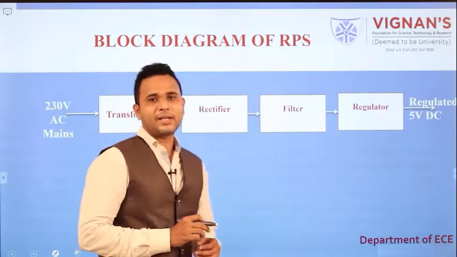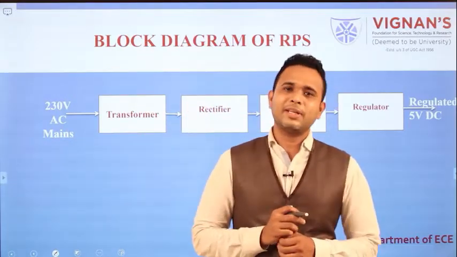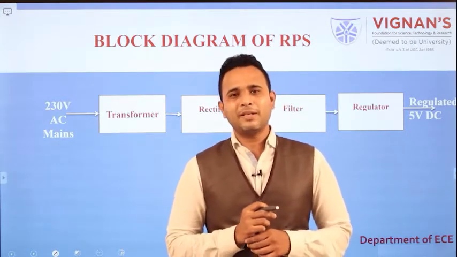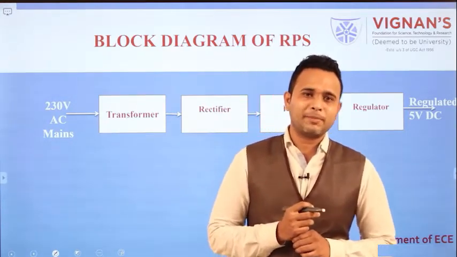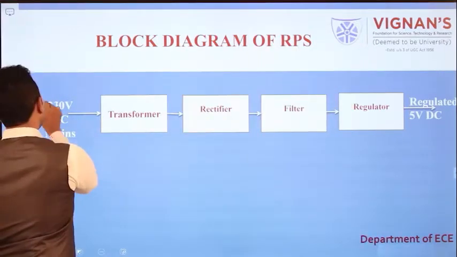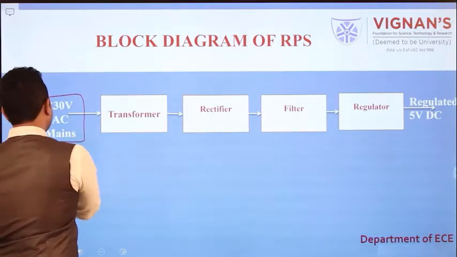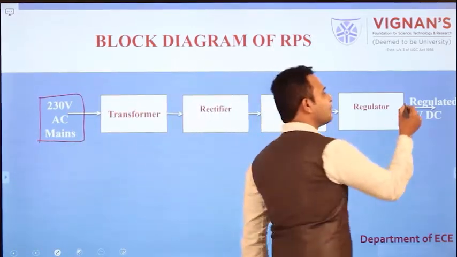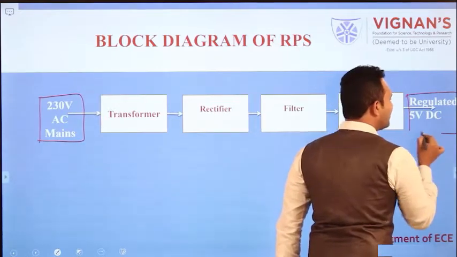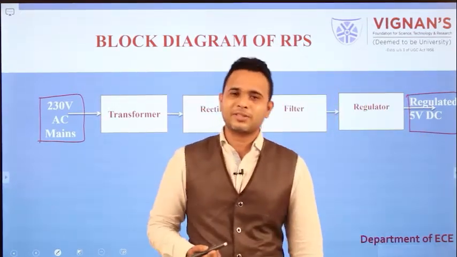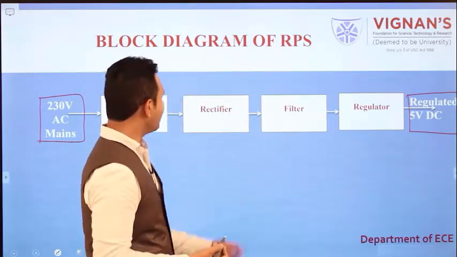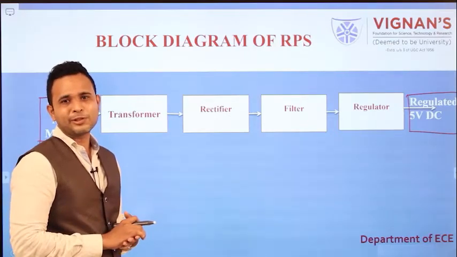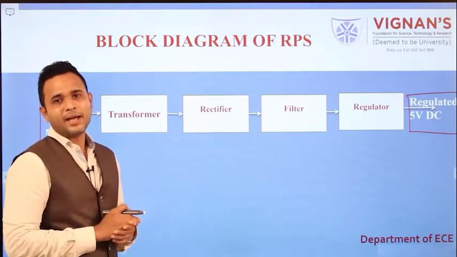Coming to the block diagram of the RPS. So what is meant by RPS? RPS stands for regulated power supply. So what is the use of a regulated power supply? For the RPS, the input voltage is 230 volts AC, that is our available source. This RPS converts 230 volts into 5 volts regulated DC, meaning constant DC. In this regard, there are mainly 4 blocks to convert the available source into regulated DC power.